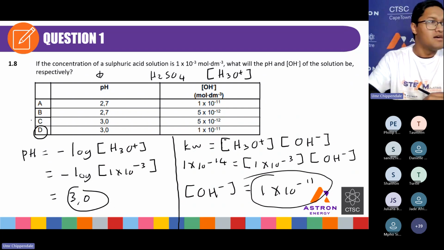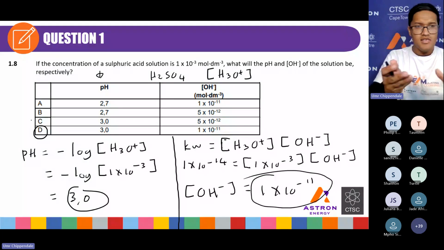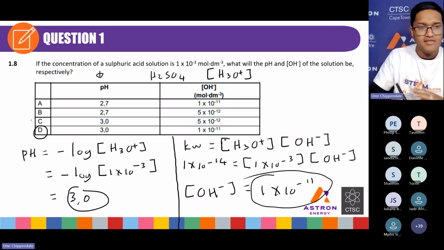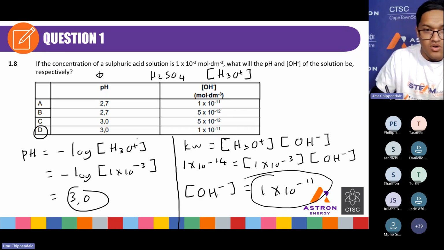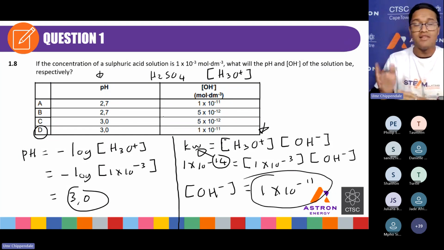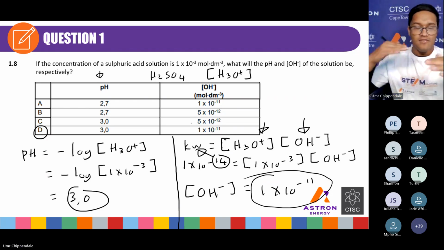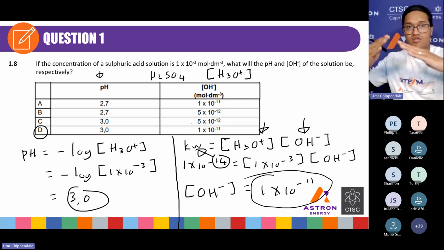I see you're asking, where do I find that? That is a constant. Your Kw is always 1 times 10 to the negative 14. Another way you can think about that is, we normally use logs. Let me put it like this. The pH scale goes up to 14 because of the 14 in your Kw formula. When it's neutral, the OH minus concentration is 1 times 10 to the negative 7, and your hydronium ions would be 1 times 10 to the negative 7. Both of these will be equal to each other because it is neutral.